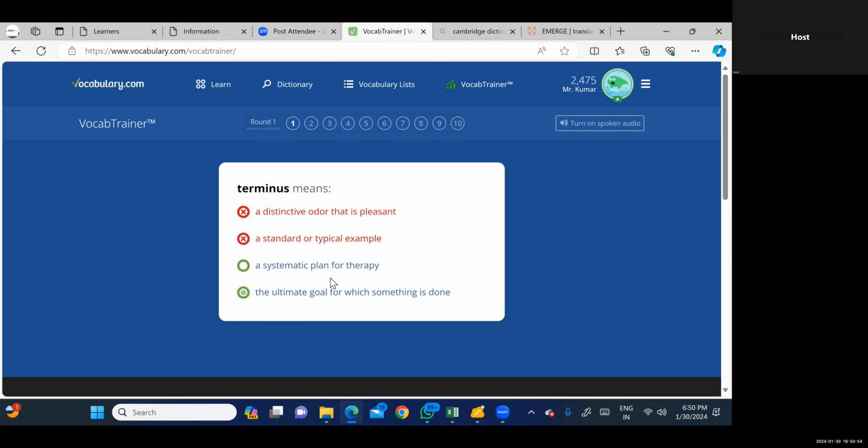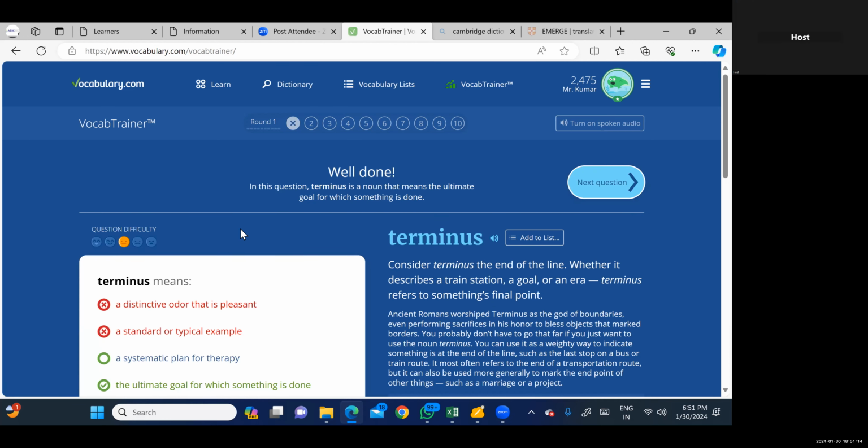Sarvika, give me the right answer. Quick. Fourth one? Very good. Yes, the fourth one is right. Terminus means ultimate goal or destination. Let's go to a bus terminal. A terminal is something that will terminate, will end. Destination, final place. That is the terminal or the terminus. Fine. The next one.